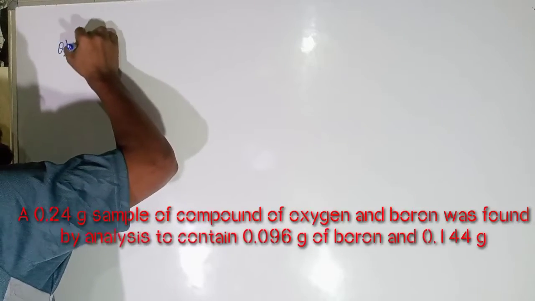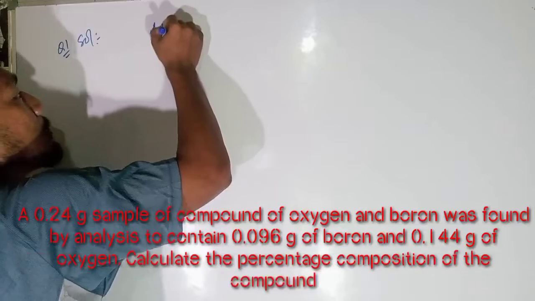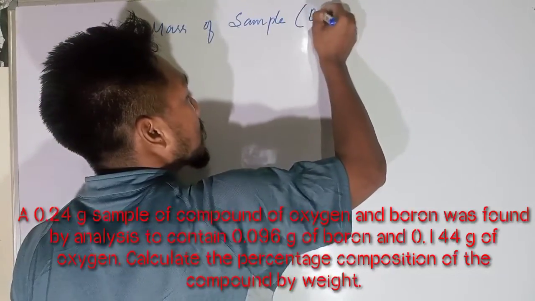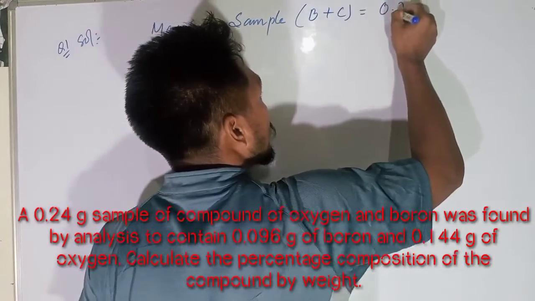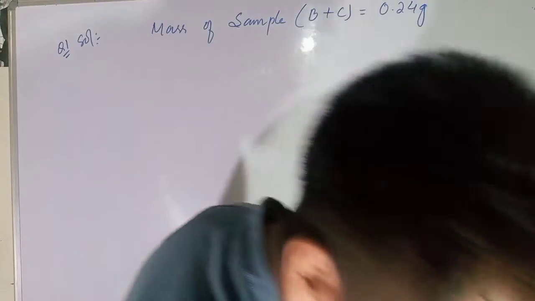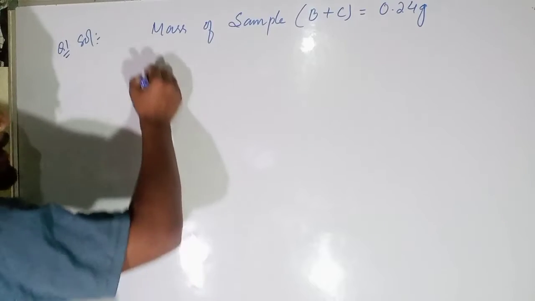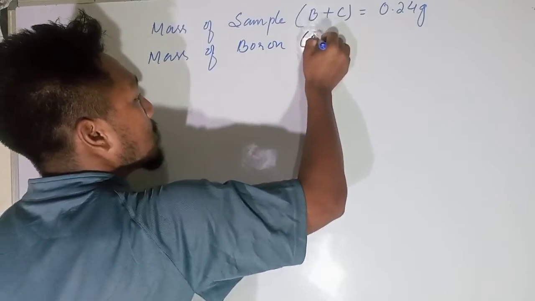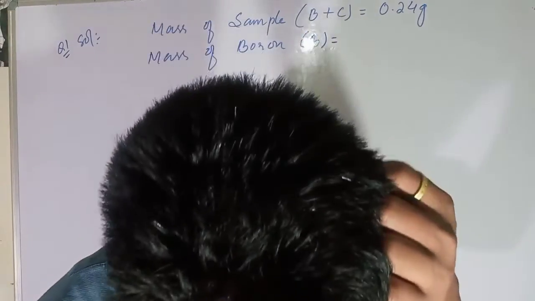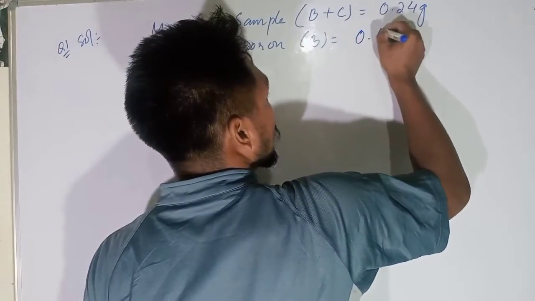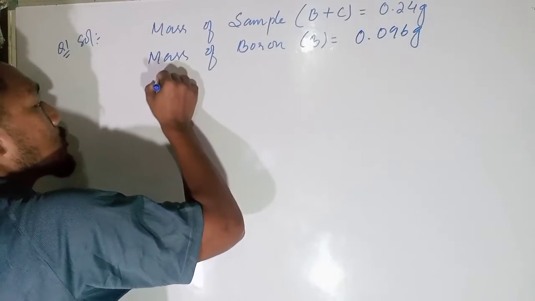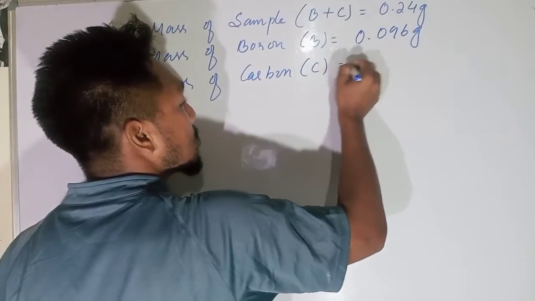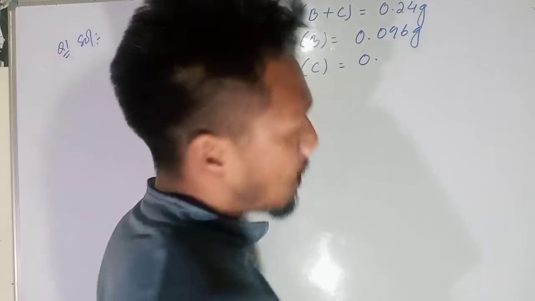Here is the solution. Given the mass of the sample, that means the combination of boron, B, and carbon, C, is equal to 0.24 gram. Again, the mass of boron, denoted by capital B, is 0.096 gram. And the mass of carbon, denoted by C, is 0.144 grams.